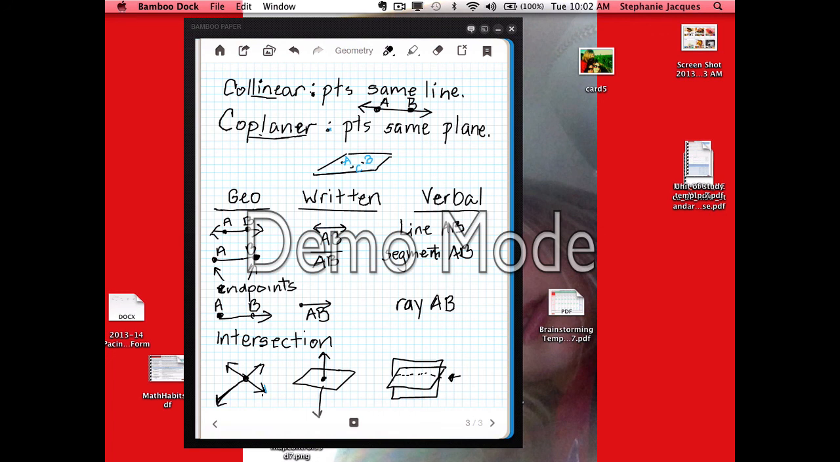So this is our lesson on points, lines, and planes. It's basically vocabulary, so be prepared tomorrow to come in and we will do the lesson that matches with it.